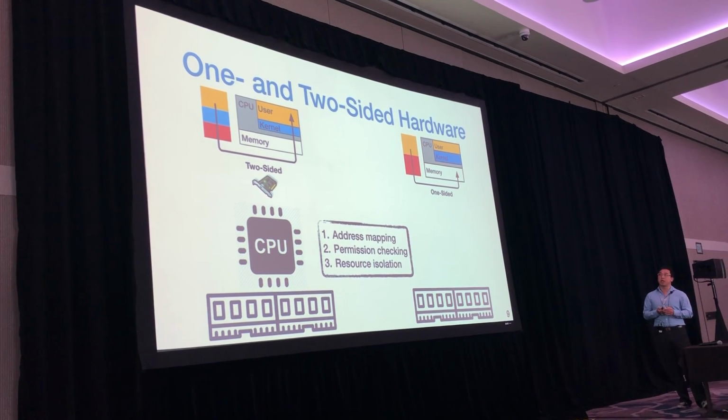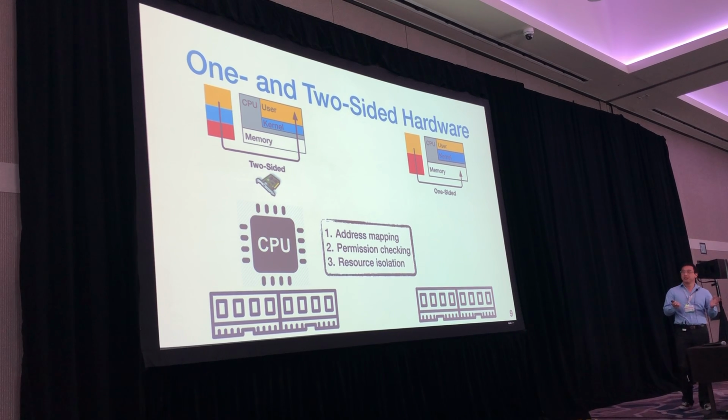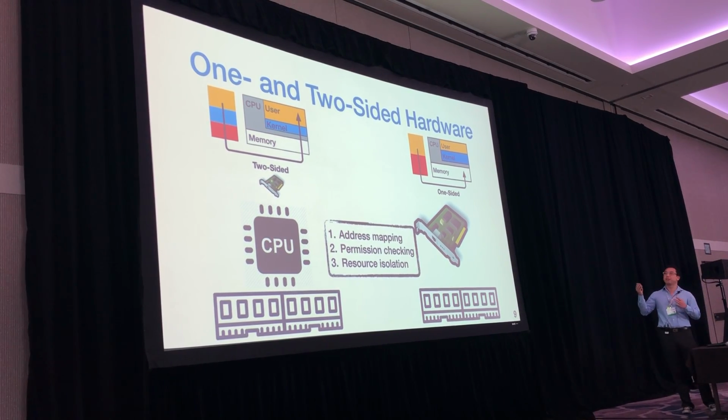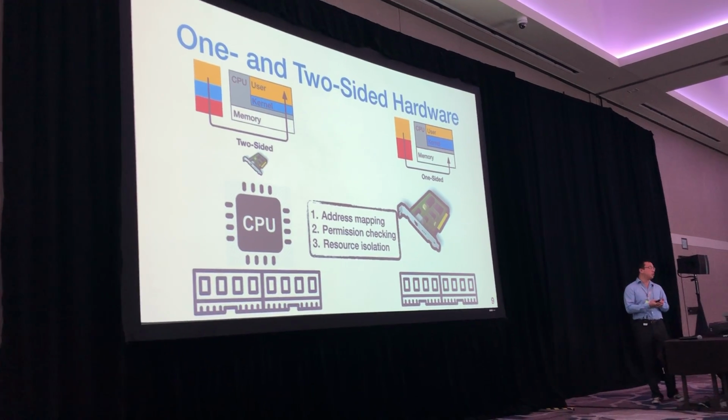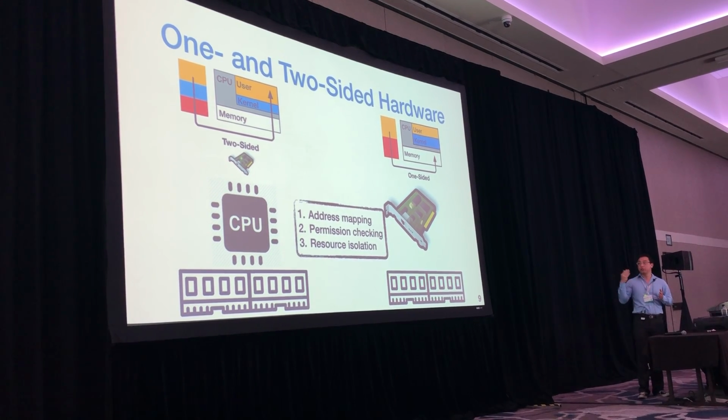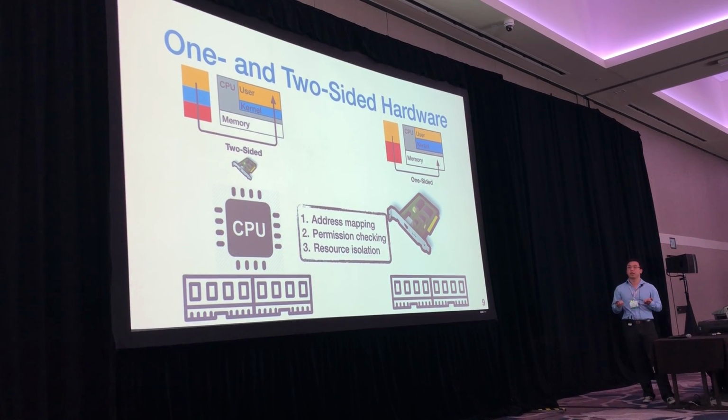So in one-sided communications, there's no CPU. Therefore, the NIC, a bigger one, I would say a more powerful or complicated one, needs to handle all the things: resource isolation, permission checking.